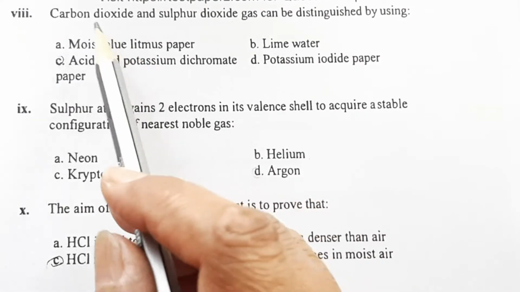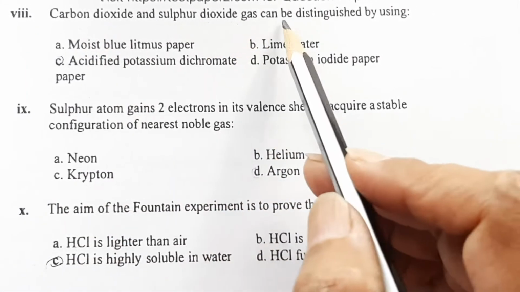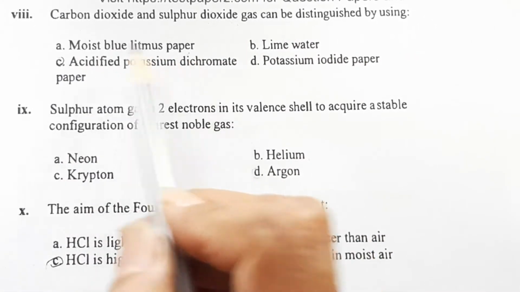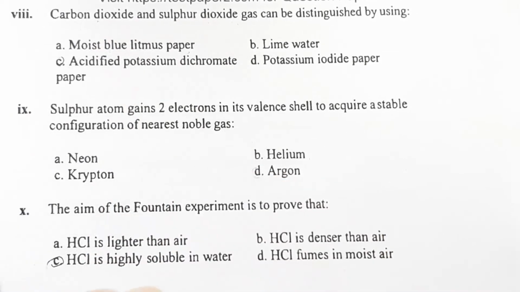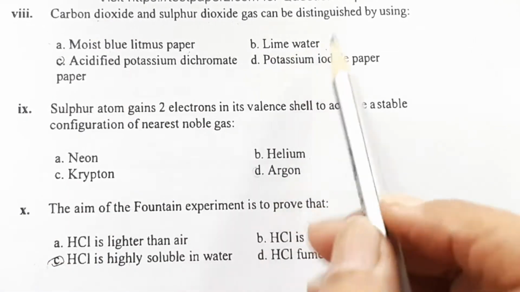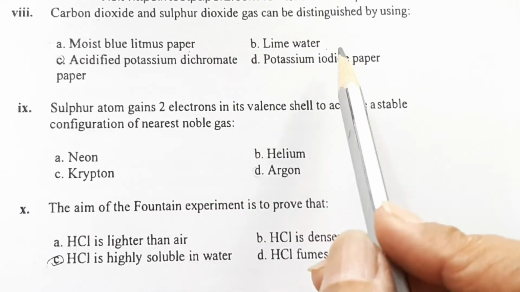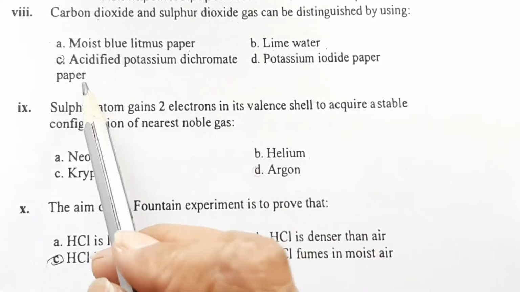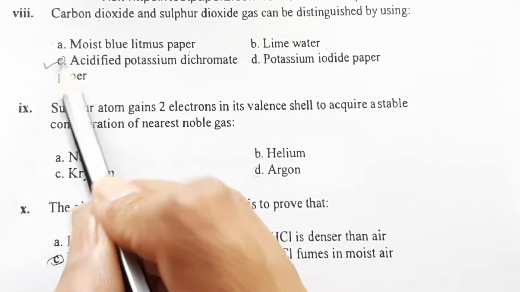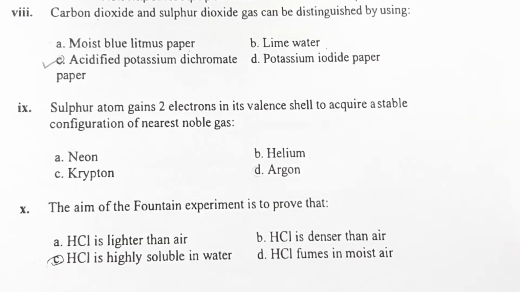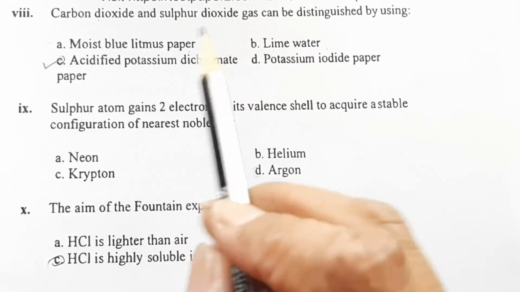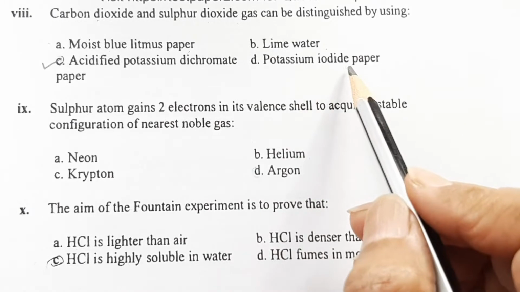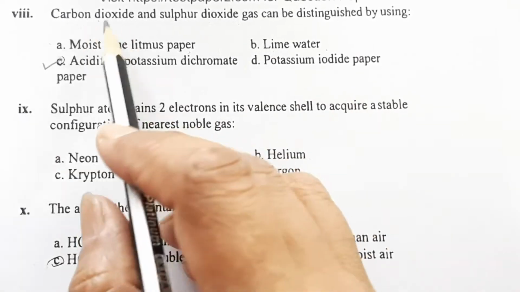Number 8. Carbon dioxide and sulfur dioxide can be distinguished by using, can we take moist blue litmus paper? No, because both of them are acidic. So we can't take this. Lime water, both make lime water turn milky. So I can't. Can I take acidified potassium dichromate paper? Yes, because carbon dioxide will have no effect on it, but sulfur dioxide is going to turn this from orange to clear green. Potassium iodide paper is not the test for either of these.